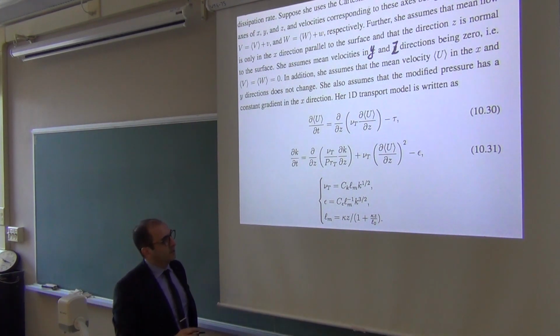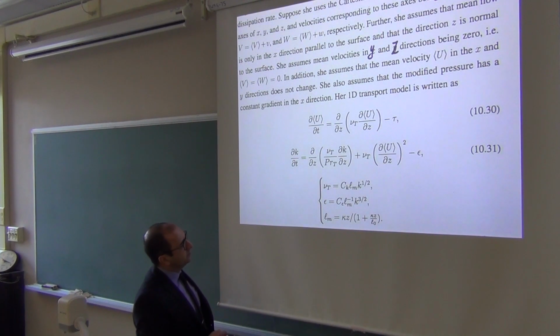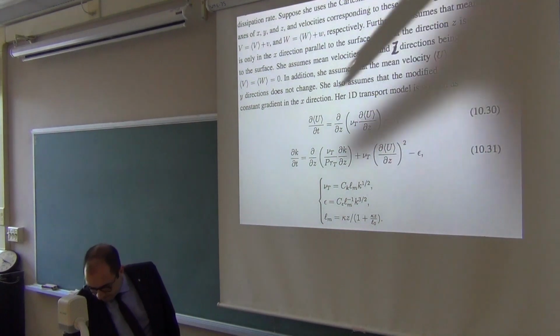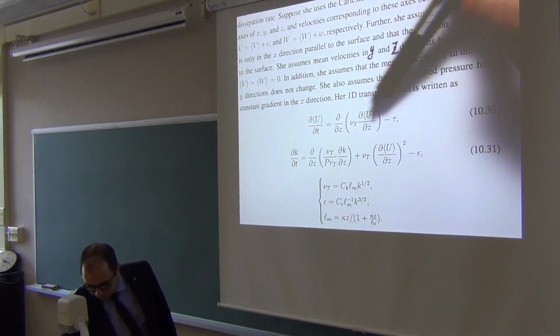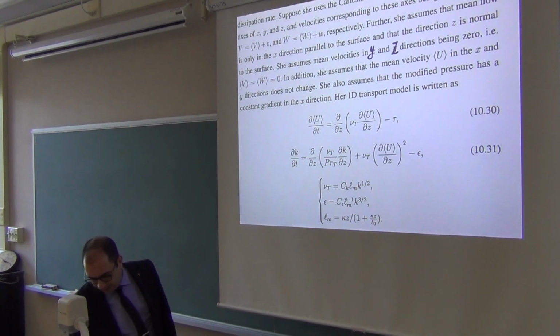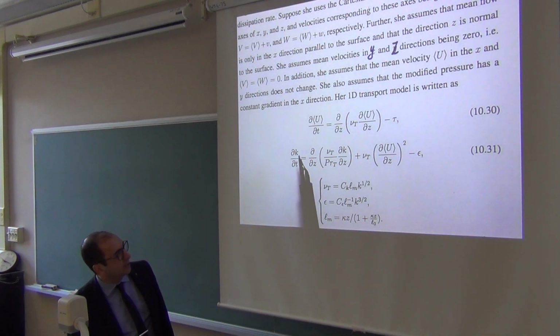Basically, the first equation is the momentum equation, because you see the variable of interest is u. Some other terms we'll find out. The second equation is the turbulent kinetic energy equation. So this equation is written for K.